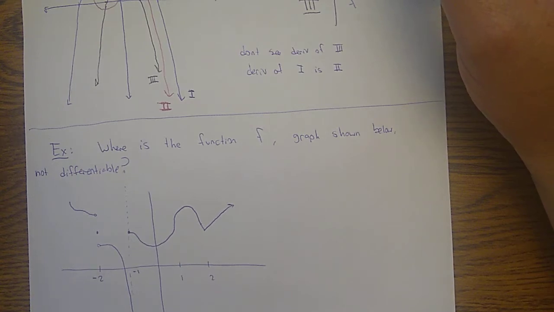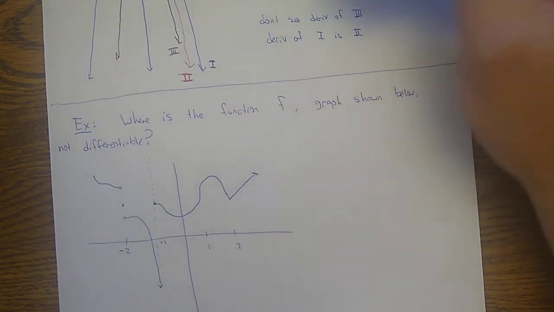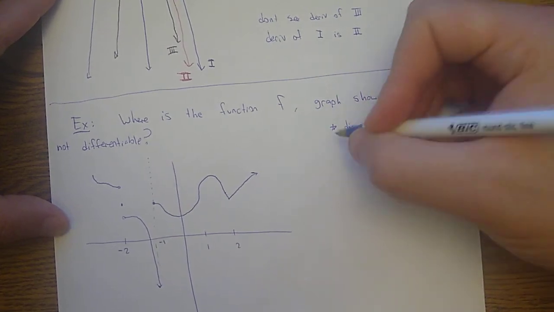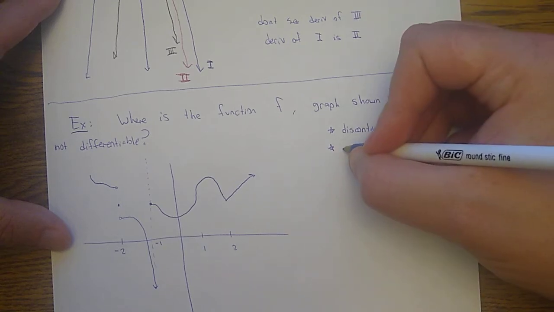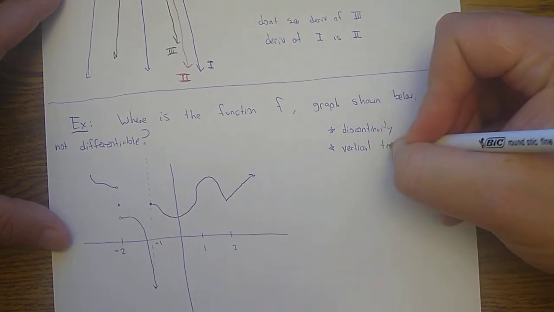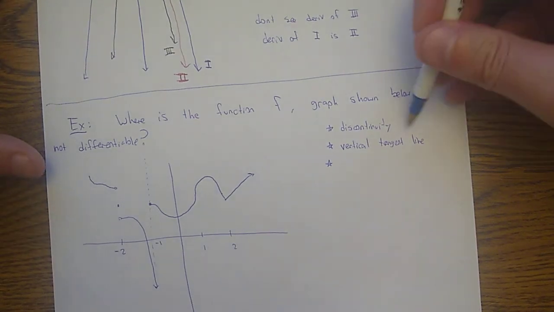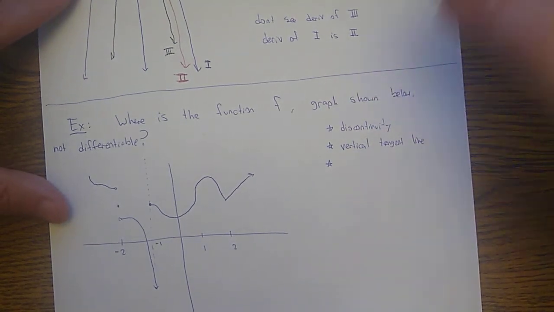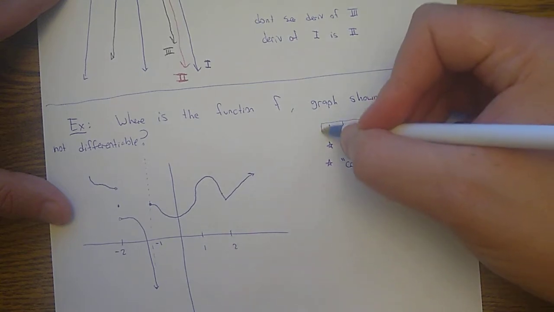And in terms of graphs, there are certain points where you can't take the derivative. And what do they look like? Any point of discontinuity would be non-differentiable. Any point of a vertical tangent line. Of course, the derivative is supposed to be the slope of the tangent line, but the slope of a vertical line is undefined. So if there's a vertical tangent line, it's not differentiable. Also, any graph with a corner is not differentiable at the corner.